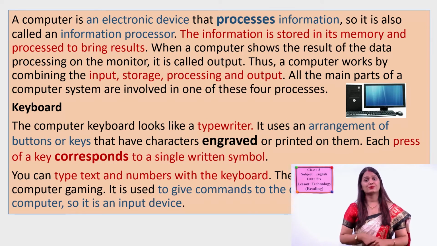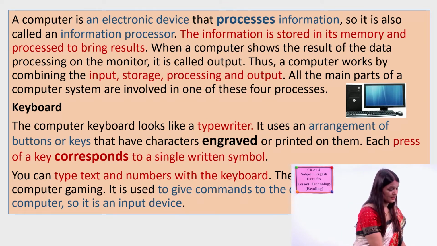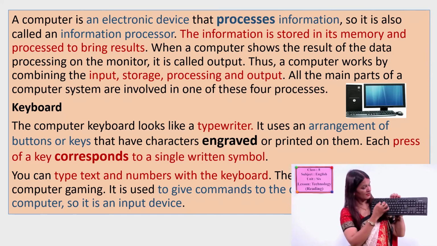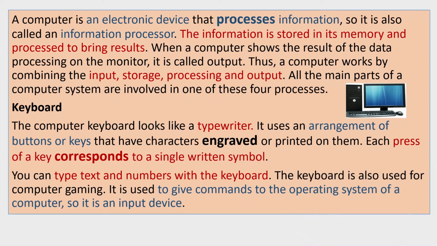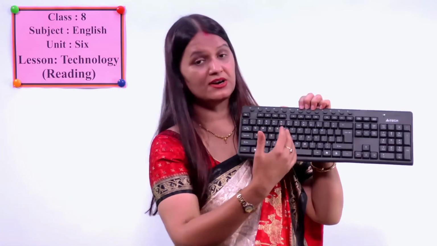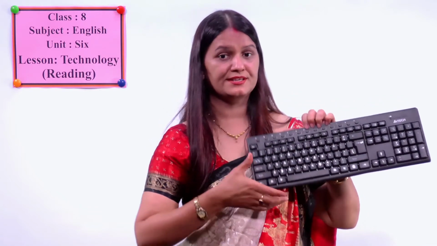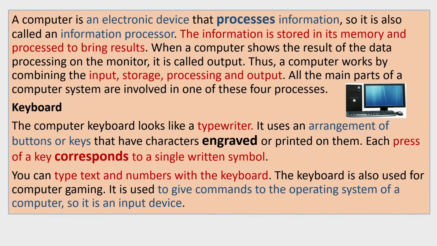The computer keyboard looks like a typewriter. It uses an arrangement of buttons or keys that have characters engraved or printed on them. Just you can see here the characters, I mean the alphabet, numbers, etc. are engraved here, printed here. Each press of a key corresponds to a single written symbol. You can type text and numbers with the keyboard.